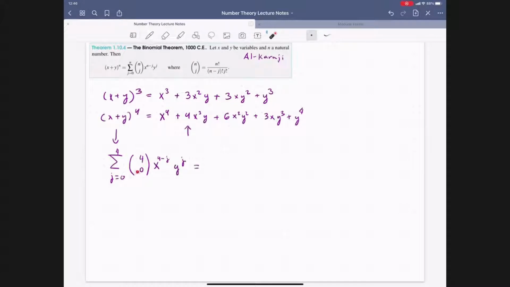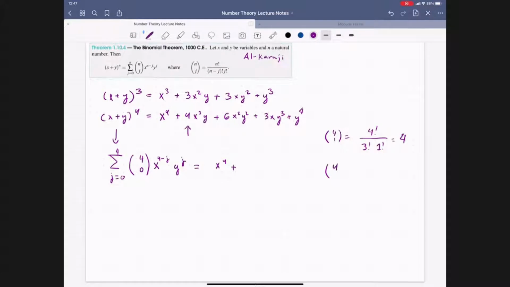And then the very first entry, 4 choose 0, we're going to have 4 factorial over 0 factorial times 4 factorial. That's going to be 1. And so that's going to be the coefficient there. And so we have that this here is going to be 1 times x to the 4 times y to the 0, so just x to the 4. If you then do the next entry, 4 choose 1 is going to be 4 factorial over 3 factorial times 1 factorial, and the 4 factorial is 4 times 3 factorial, so this is going to be 4.